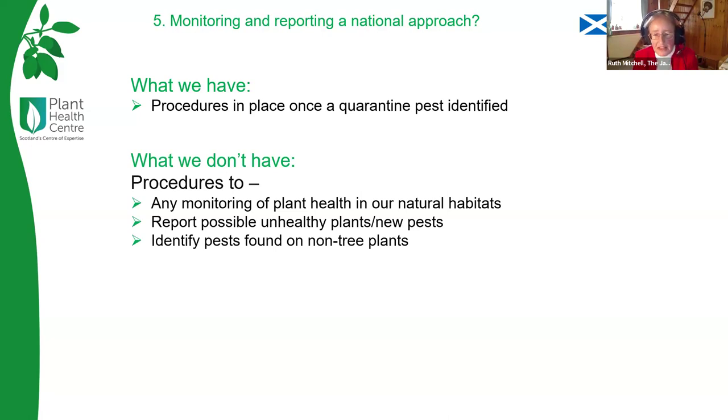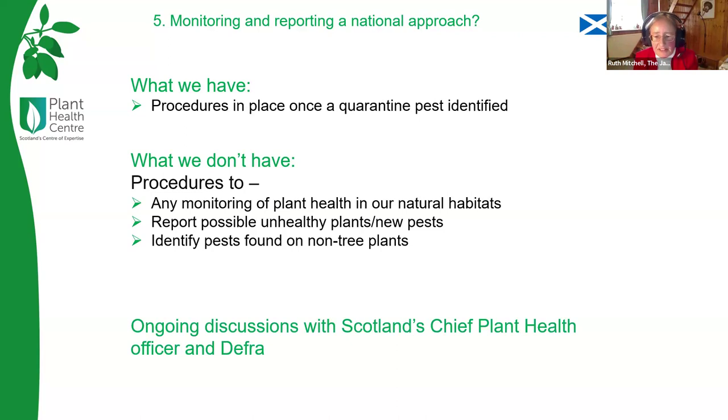So in Scotland, the health of our habitats, or the condition of our habitats, is the responsibility of Nature Scot. Same in England, it's Natural England. But they're not really thinking about plant pests and pathogens when they're thinking about the health of the habitat. Plant pests and pathogens tend to fall under forestry or under agriculture, and those different groups of people aren't really joined up. It is clear what to do if you find a pest on a tree, so we've got Tree Alert, but we don't have the equivalent for non-tree plants. So this is very much part of ongoing discussions with Scotland's Chief Plant Health Officer and with DEFRA.